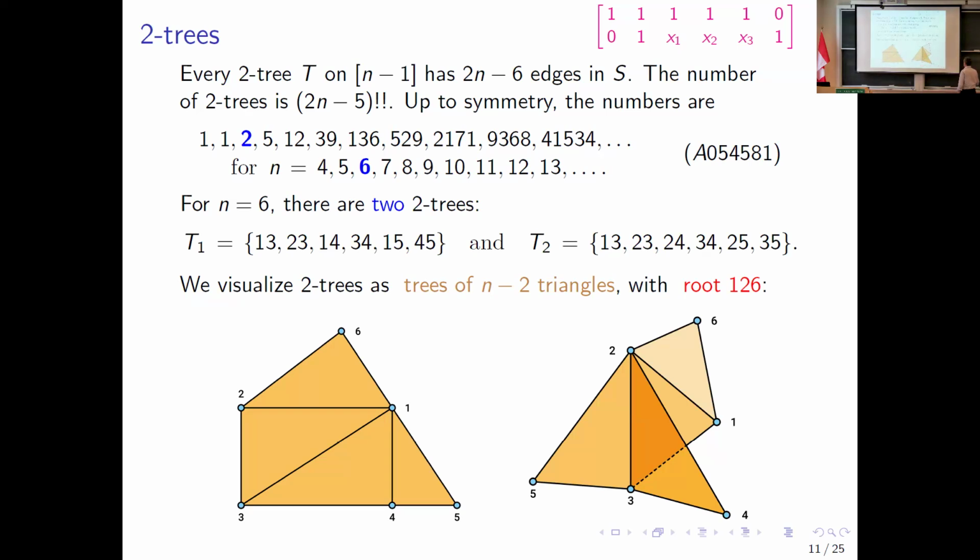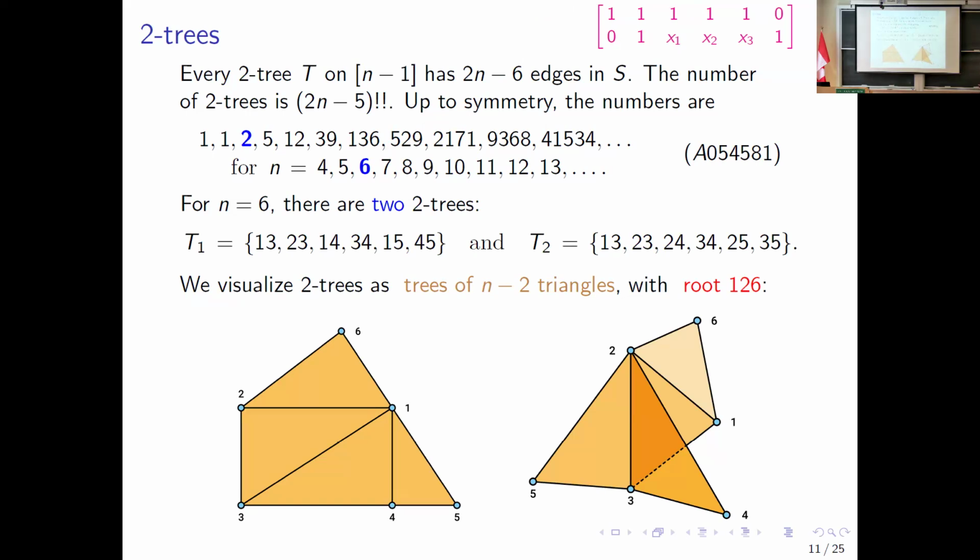Then there's another one that's not planar, so it starts out just the same way. I start out with 1, 2, I connect with 3, then 4 connects to 2, 3, and 5 also connects to 2, 3. So this 2, 3 has 3 triangles adjacent to it. So this is a non-planar 2 tree. So these are the 2 trees for n equals 6. And remember, this was our moduli space glued from 12 pentagons.